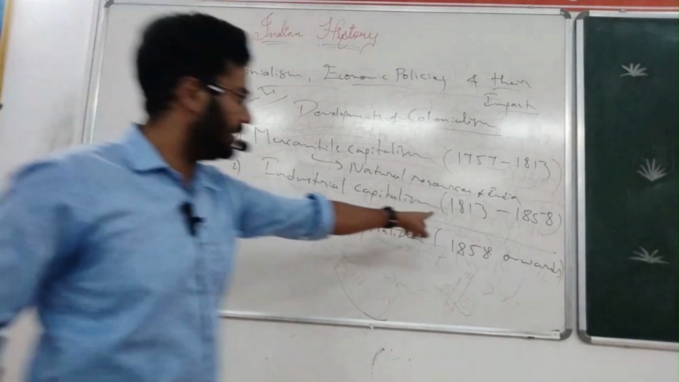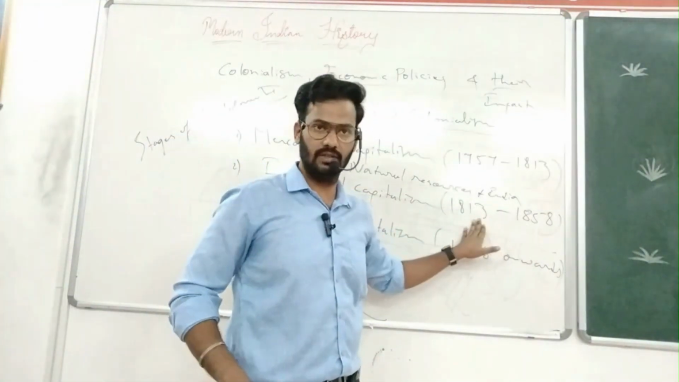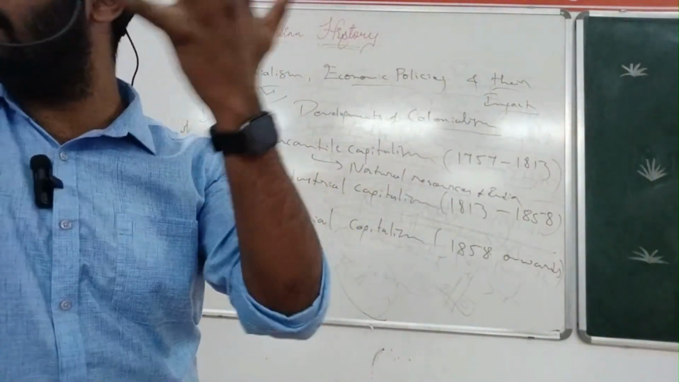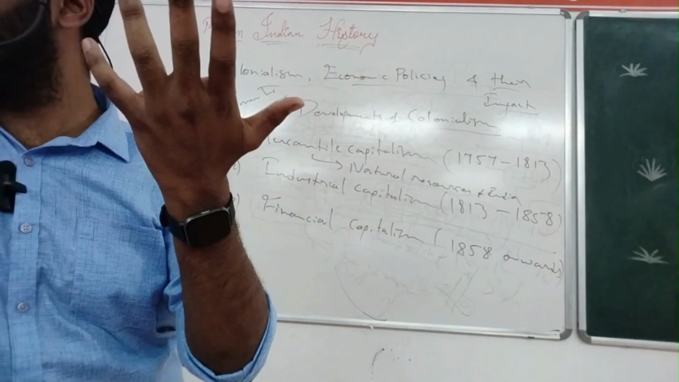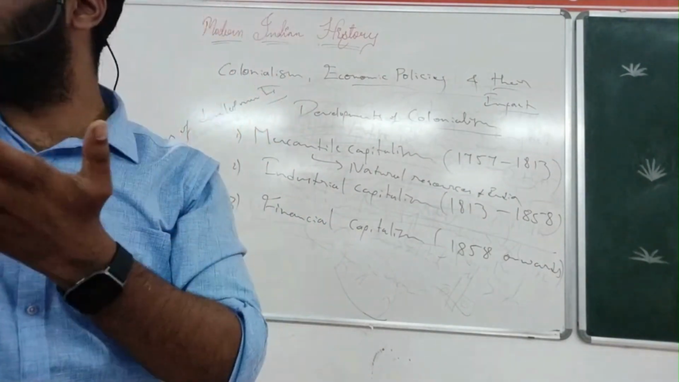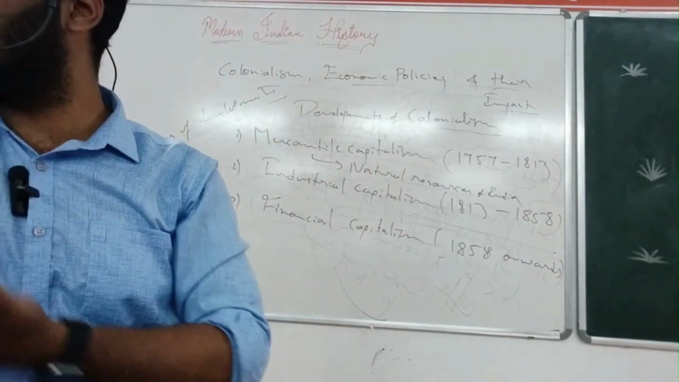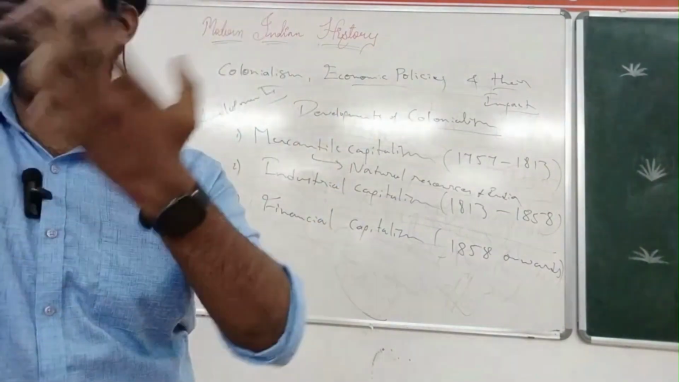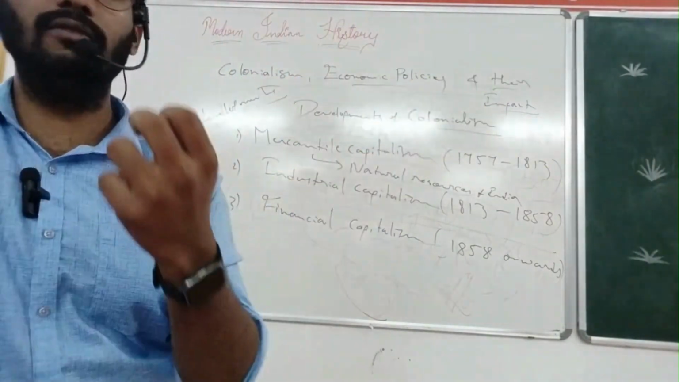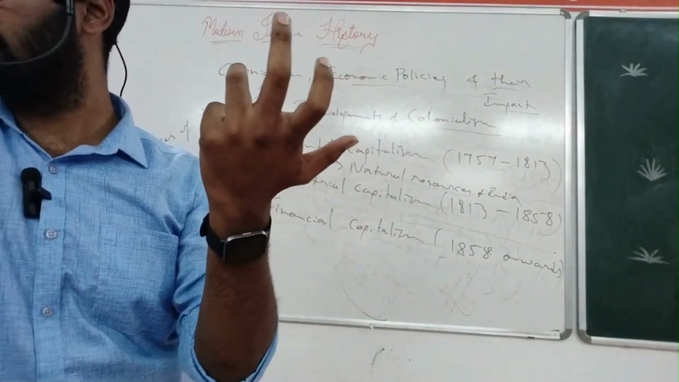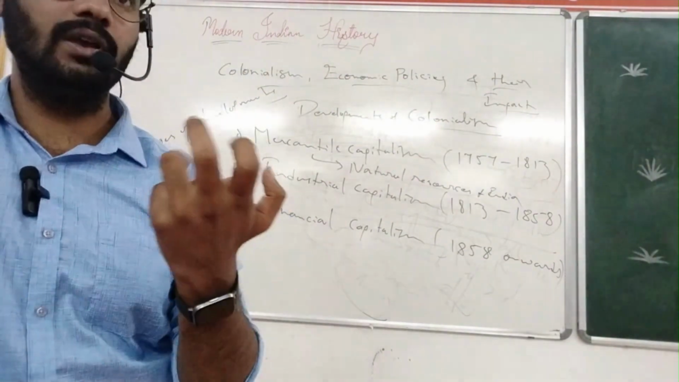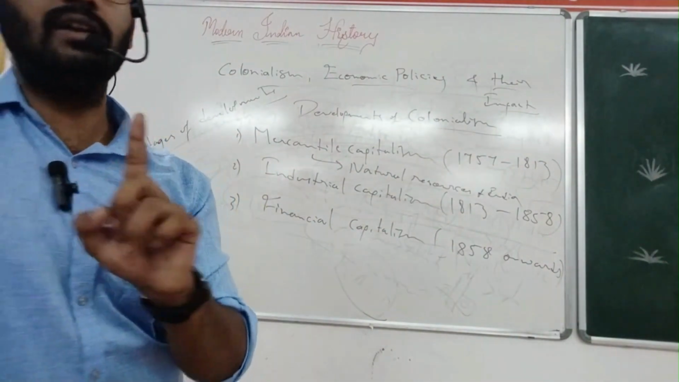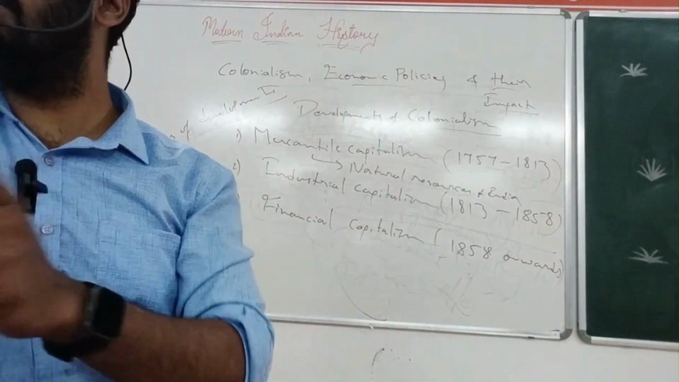Listen, see, 1833 and 1853, in between this phase, what happened here? They followed free trade policy. You know what? When an economically forward country signs a free trade agreement with economically weaker countries, it always ends with the stronger country benefiting more than the weaker one. At that time, in terms of economy, India was very weak in front of England. So free trade policy benefited England.